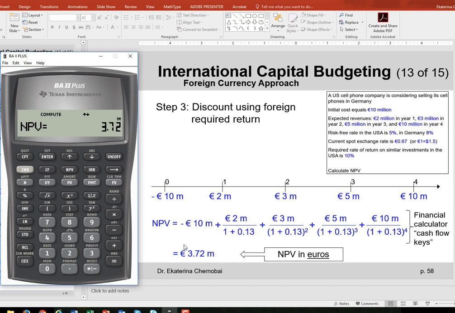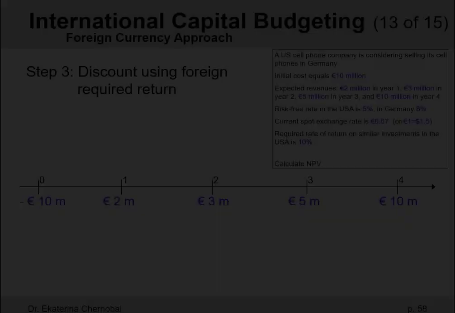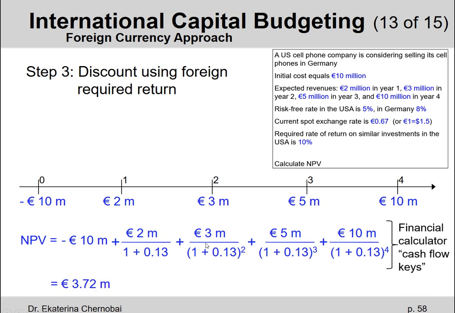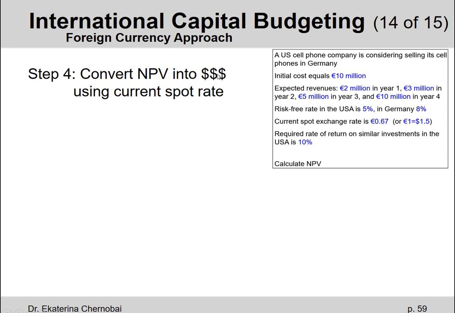Yeah, so it matches the number I said earlier, 3.72 million euros. And this is actually important. It's in euros. It's not in dollars, not yet. The NPV in dollars will be the very last step, which is step number 4. Step number 4, convert NPV from euros into dollars using the current spot exchange rate. That's given, 0.67 euros per dollar or $1.50 per euro.